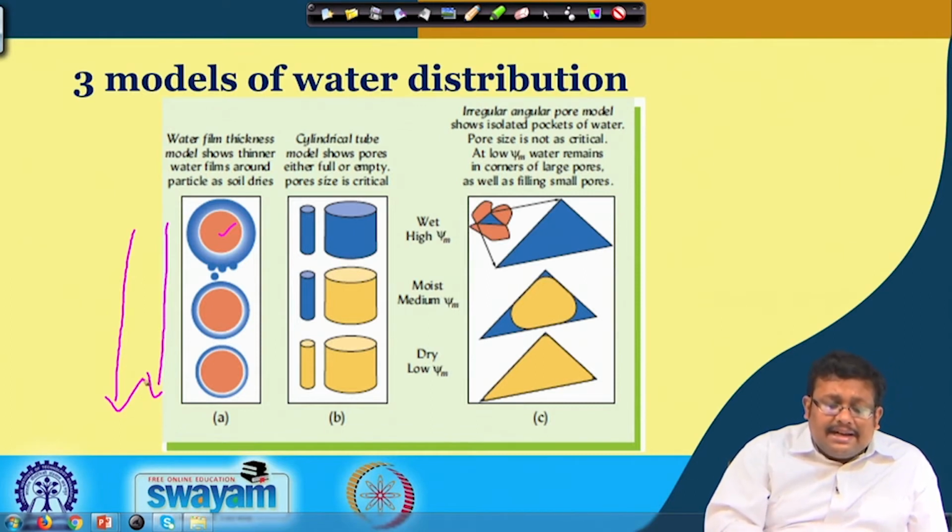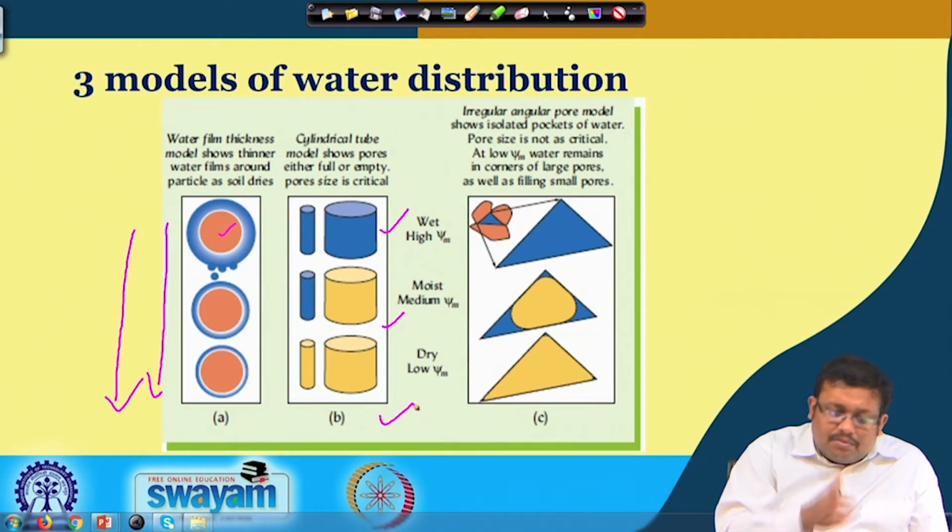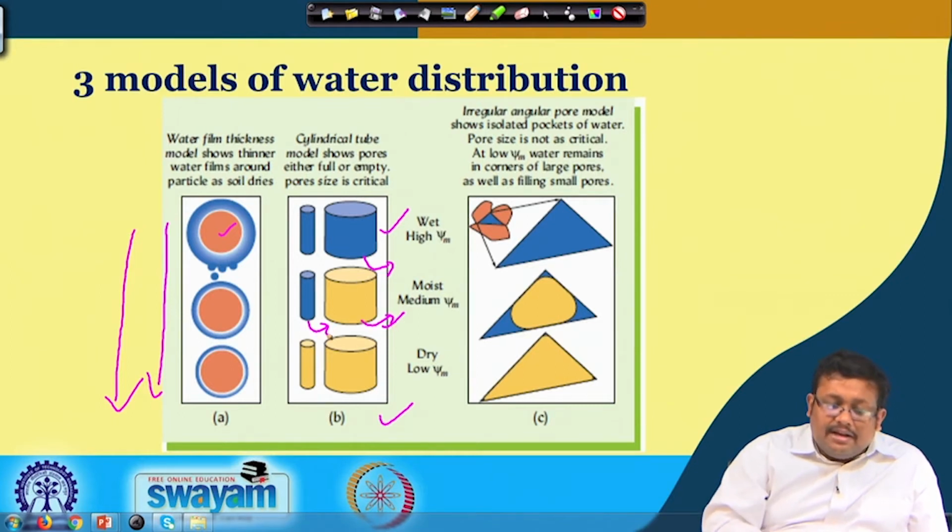The second model is called the cylindrical tube model, and it basically shows the implication of different sizes of pores in water distribution. You can see that this is the wettest condition, this is the intermediate condition, and finally, it is the dry condition. When the soil is getting dried, the water will first move out of the larger pores. This larger cylinder indicates the larger pores, whereas the small cylinder shows the smaller pores. So, when we are drying the soil, the water will go away from the larger pores, and finally, when the larger pores are emptied, the water will go from the smaller pores.